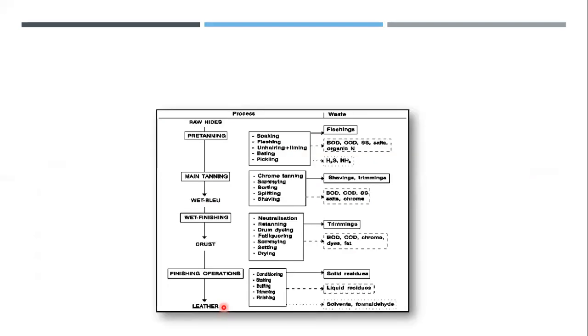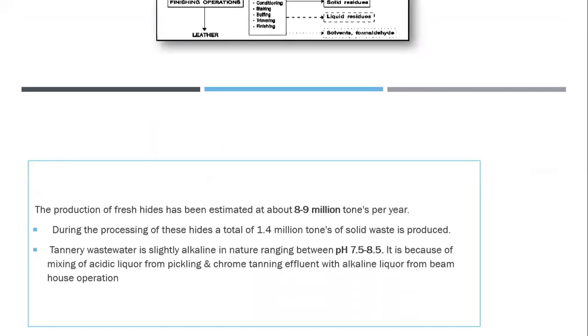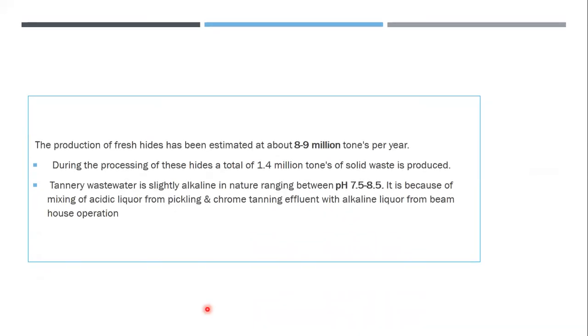Next we have the flow chart which explains the process of tanning, how hide is converted into leather. Further, the production of fresh hide has been estimated at about 8.8 to 9 million tons per year. During the processing of these hides, a total of 1.4 million tons of solid waste is produced.